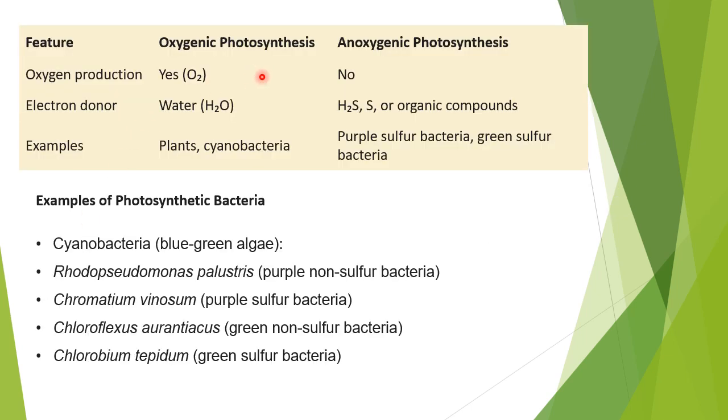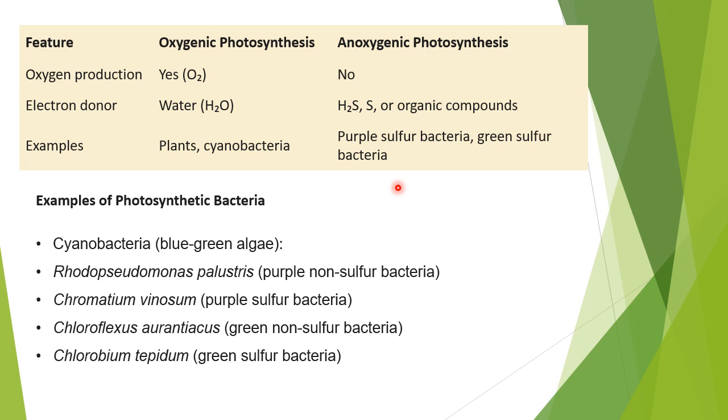Now, what's the difference between oxygenic photosynthesis and anoxygenic photosynthesis? This one you can get in your viva questions. In case of oxygenic photosynthesis, oxygen production is done. In case of anoxygenic photosynthesis, no oxygen production is done. What are the electron donors? Oxygenic photosynthesis uses water, and anoxygenic photosynthesis uses hydrogen sulfide, sulfur, or other organic compounds. And examples are given here.